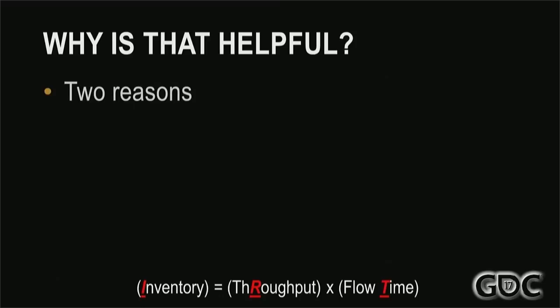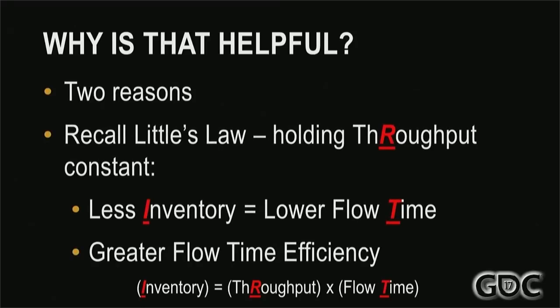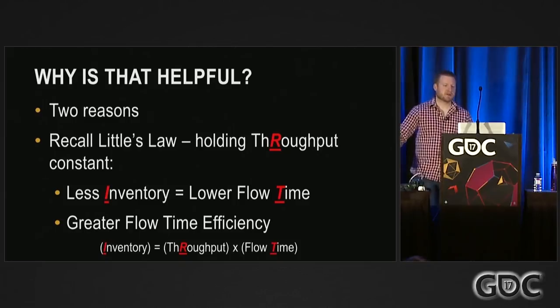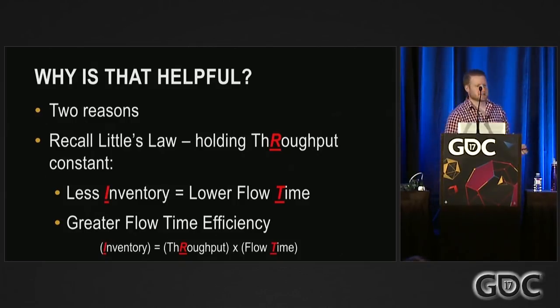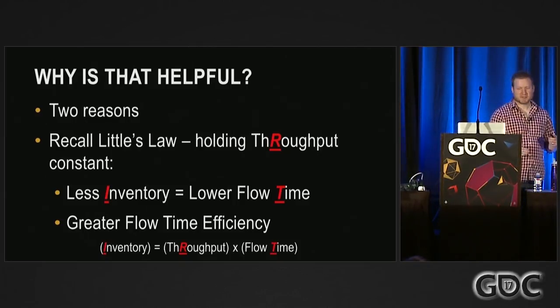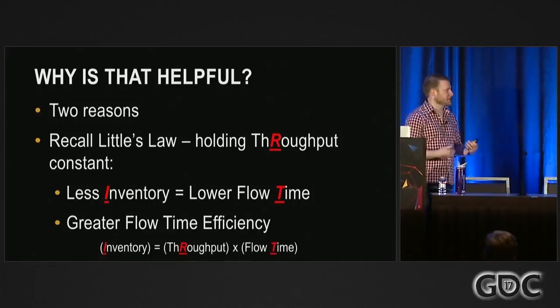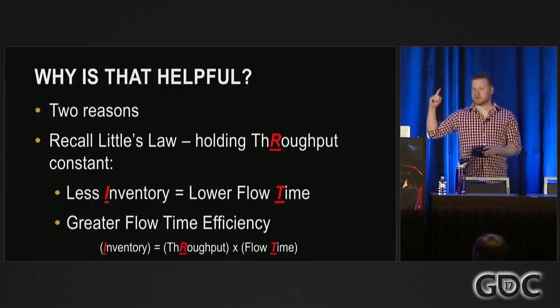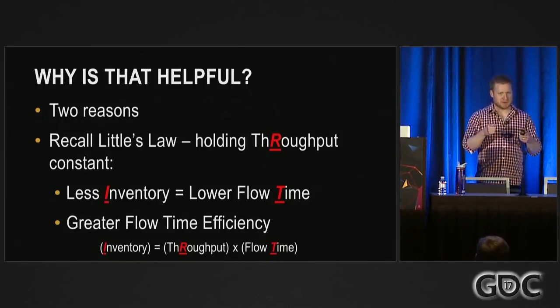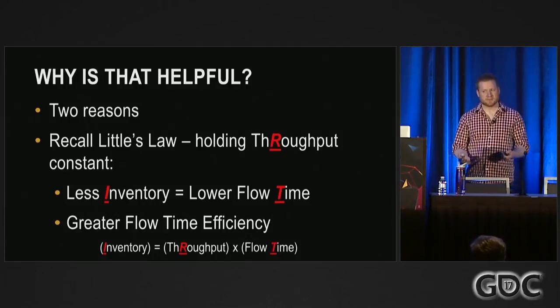Why is that helpful? 2 reasons. Let's think back to Little's Law. Holding throughput constant, assuming they can get cars out of the line at the same rate, if they have less inventory in the system, that means their overall flow time is faster because there's less queue time. The parts don't spend as much time queuing up waiting for the next process to start, which means your actual flow time is getting closer to your theoretical flow time, which means your efficiency is much higher.